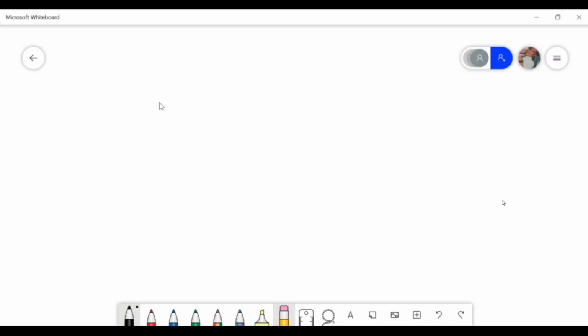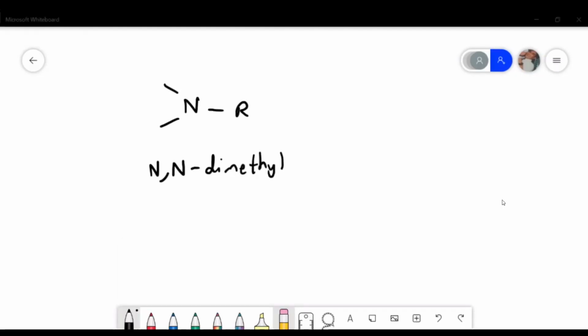And for nitrogen groups, let's say you have something like this, so two methyl groups and a random R group. This will be labeled as N,N-dimethyl something, whatever the R group makes it. It's probably some kind of amine in this case. But that's just the main thing to take note of. And for naming, the best way to improve is to practice.